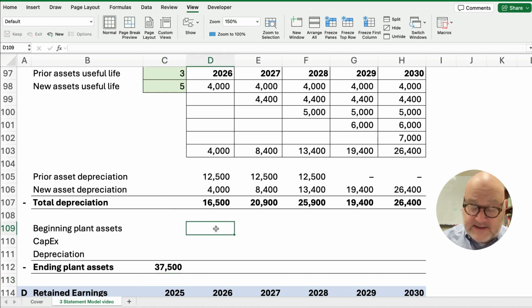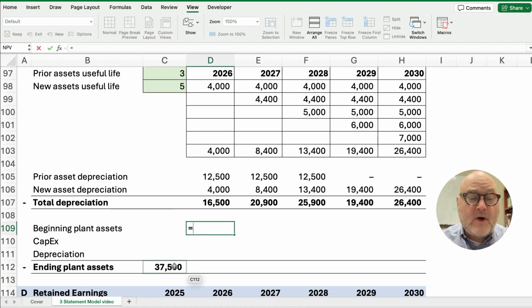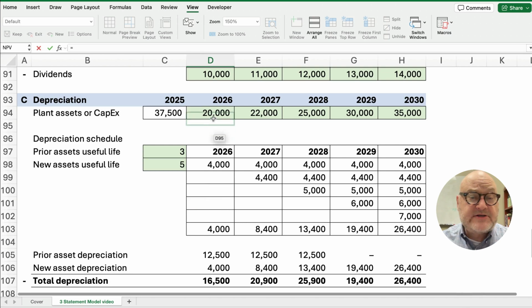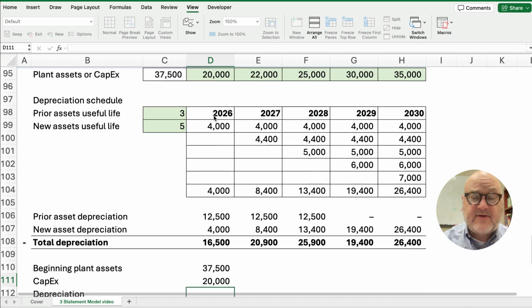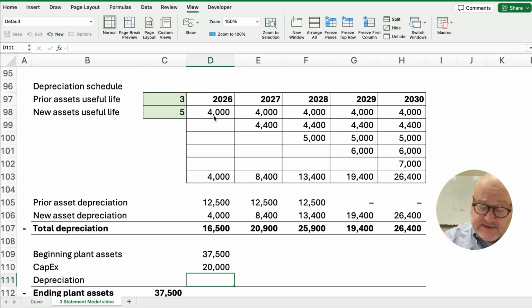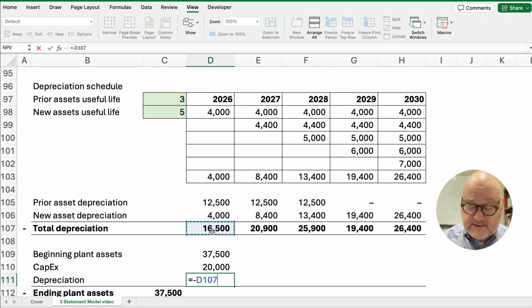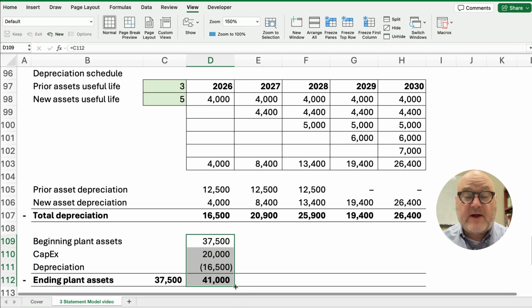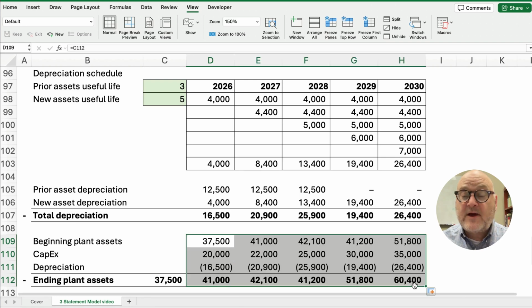Okay, so that means that for the next year, year one, in our calculation, that's going to be our beginning plan assets. Our capital expenditures, or the purchase of plan assets, is going to be $20,000, and our depreciation is going to be a negative $16,000. So you see why we have to do all this in an order, and so therefore we can do this as the sum of all that. So now our ending plan assets are going to be $41,000. We should be able to just copy this all the way across and have the numbers that work out.